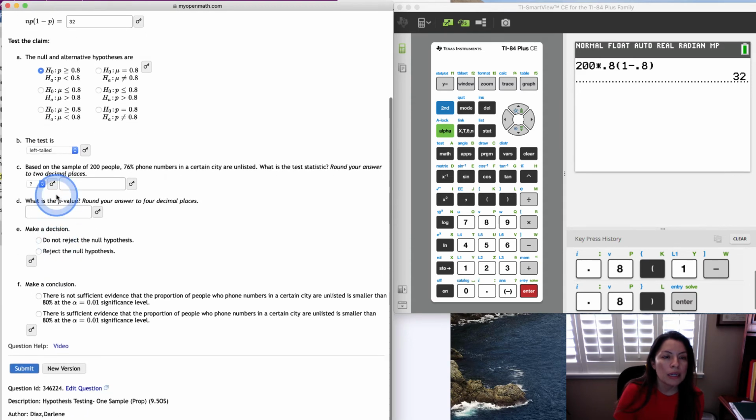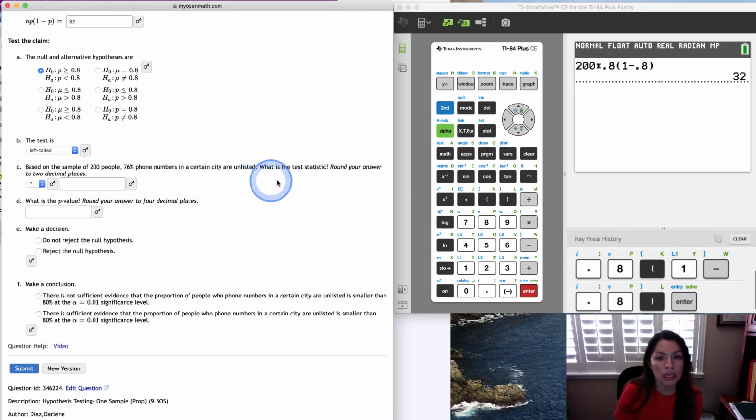And based on a sample of 200 people, they found that 76% of phone numbers in a certain city are unlisted. And so what is that test statistic? When we're doing a population proportion, recall that we actually use a z-score. So we're going to have to pick z. We only use t when we're doing testing about a mean. So z will be equal to, and then at this point, this is when we start testing the claim.